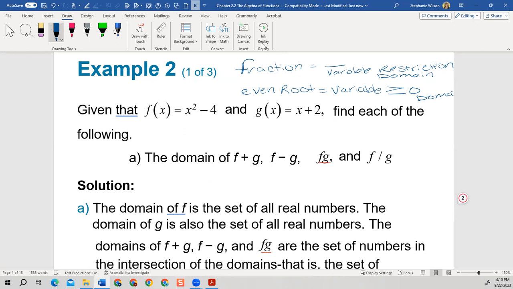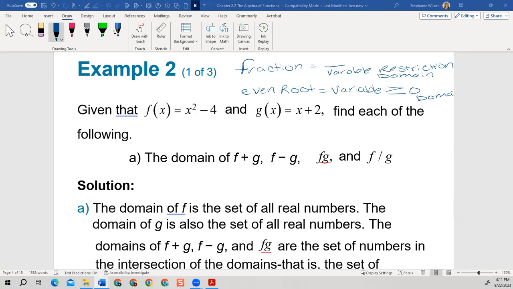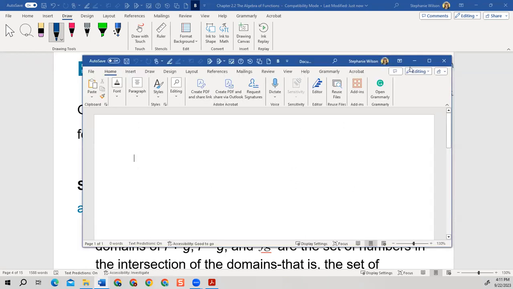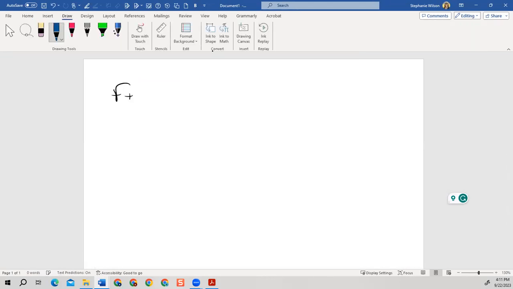And let me pull up a Word document right quick. I can get me a blank one. And let's solve these, okay? It gives me more room. Let's do the f plus g. Now you gotta watch the order. It could have said g plus f. That would change it up. So definitely watch for that.